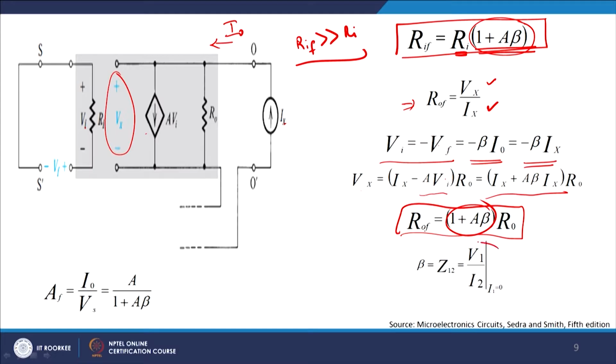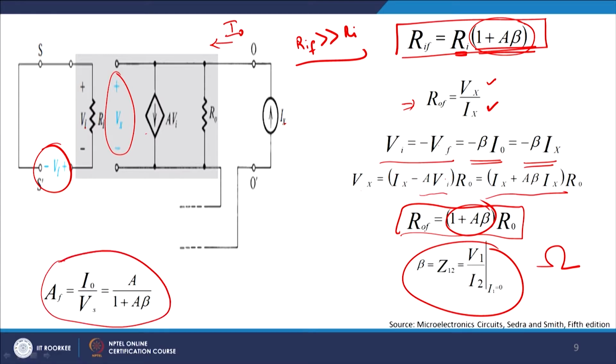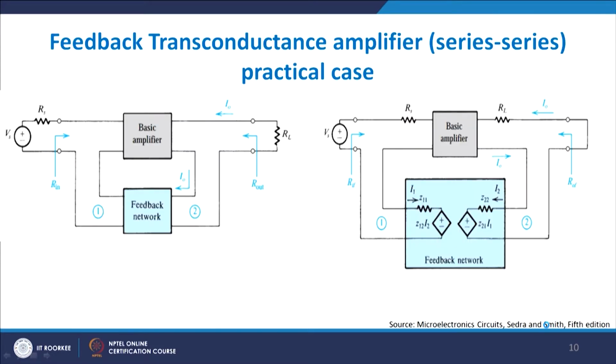Beta in this case is referred to as Z12 and is given as V1 by I2, and its dimensions are in ohms, with I1 equals 0, which primarily means that your input is open. So, you see the input has been kept open here, and we try to find out the current available. AF will be defined as A upon 1 plus A beta as per my previous definition, as we have already discussed this point in detail.